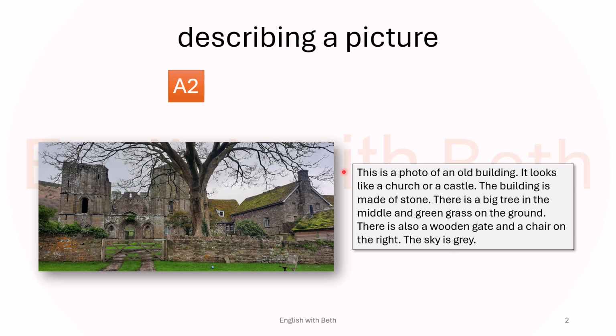This is a photo of an old building. It looks like a church or a castle. The building is made of stone. There is a big tree in the middle and green grass on the ground. There is also a wooden gate and a chair on the right. The sky is grey. So that is A2 level writing.